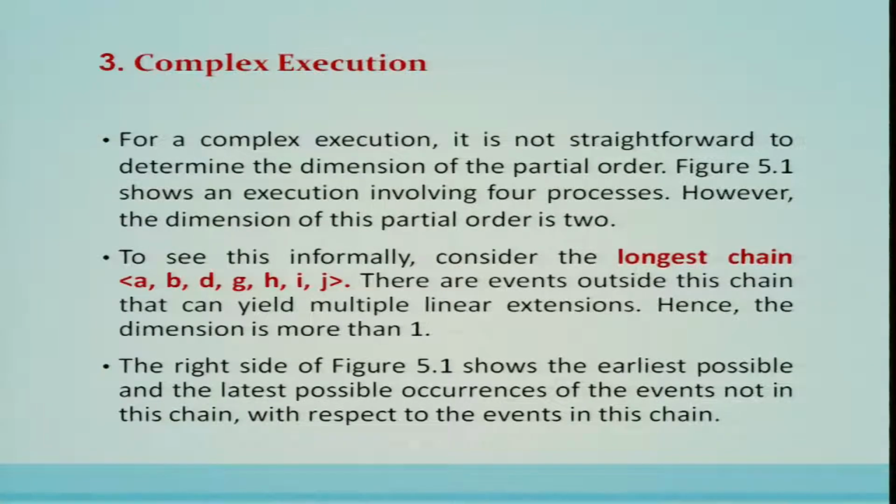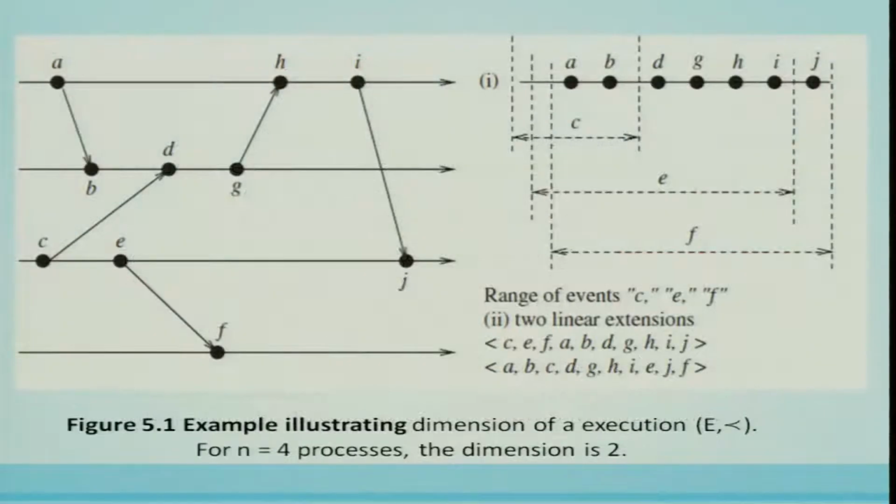On the right side of figure 5.1, we are going to show that the earliest possible and the latest possible occurrences of the events not in this chain are defined with respect to the events in this particular chain. See this particular example here. In this example, we see the longest chain, that is A, B, D, then G, H, I and J. That is mentioned over here as the longest.